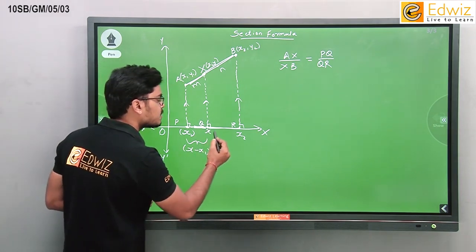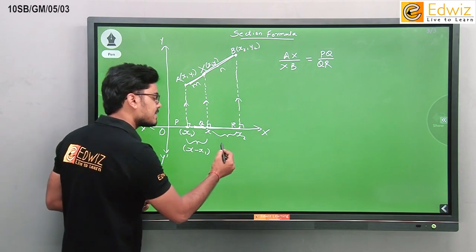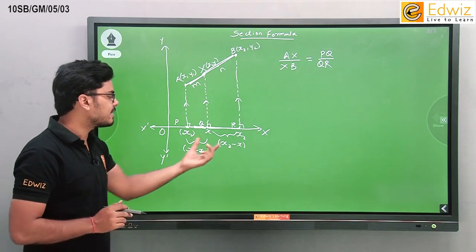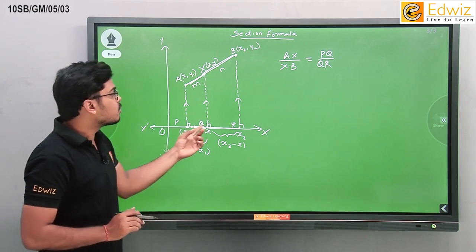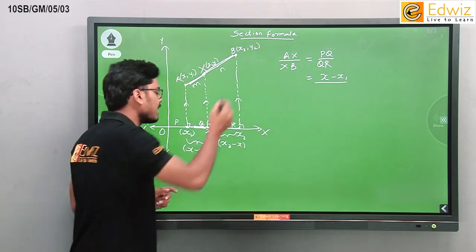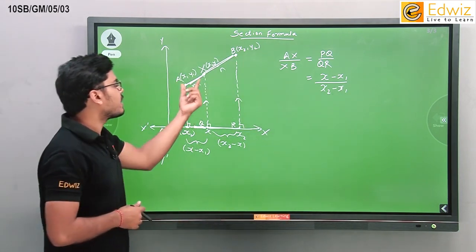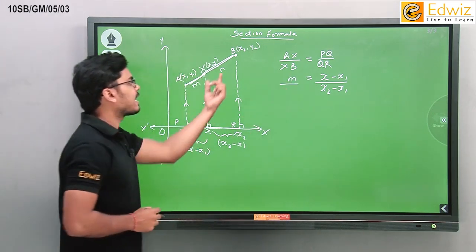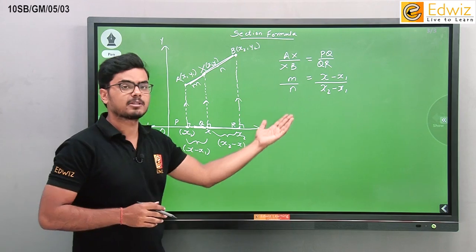And what is the distance between Q and R? Similarly, by applying the same logic, it is x2 minus x. Okay, this is just about observation. You can clearly see this distance is x2 minus x. This distance is x minus x1. Now we know the value of PQ. This is x minus x1 divided by the value of QR, x2 minus x. And we already know AX, one part we have taken as m. Correct? M upon the second part is n. So m upon n is equal to x minus x1 upon x2 minus x.